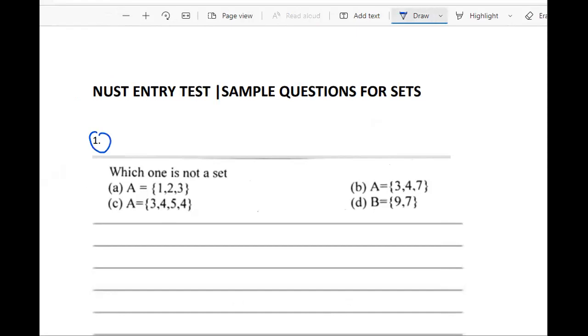The first question is, which one is not a set? We know the definition of a set: distinct and well-defined objects, elements. The elements should not repeat. In option C, we have 4 coming 2 times, right? So C is not a set.